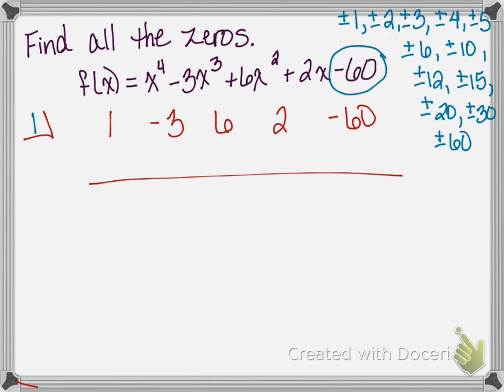So I bring down my 1. 1 times 1 is 1. And I'm left with negative 2. 1 times negative 2 is negative 2. 6 and negative 2 give me 4. 1 times 4 is 4. 2 plus 4 is 6. 1 times 6 is 6.